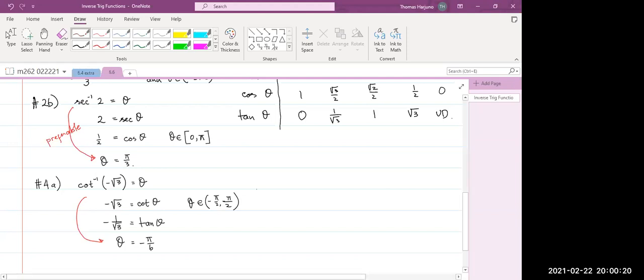How about number 4b? Number 4b, how about arc sine of 1? Arc sine of 1, basically sine inverse of 1. That's pi over 2, right? Yeah, sine of what equals 1? That's number 4b.